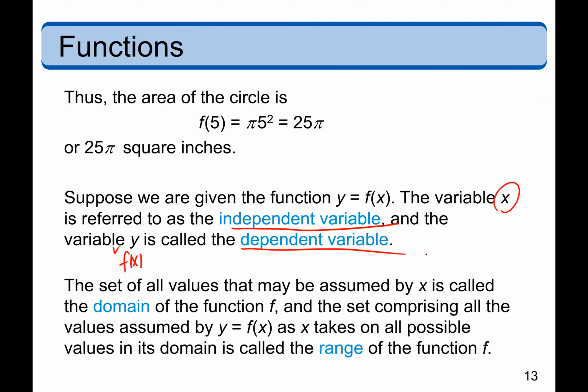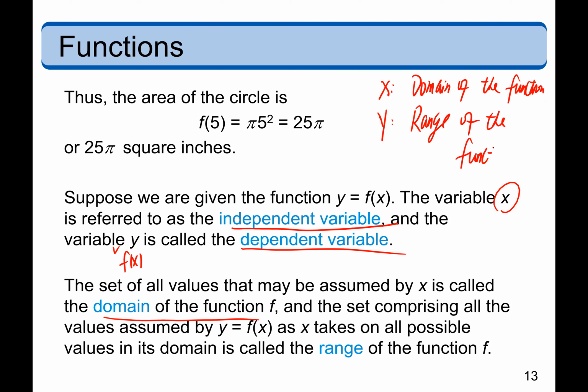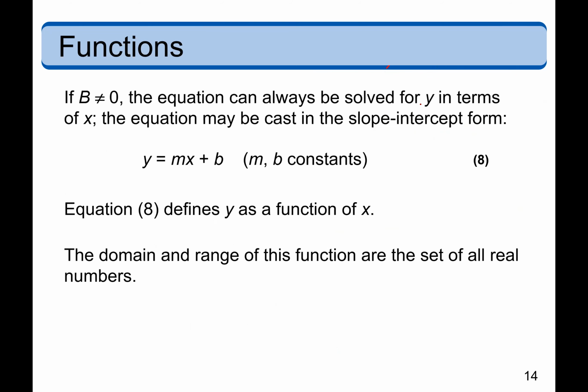And all the possible x values are called the domain of the function f of x. So x represents all the possible x values, which is the domain of the function. And for y, all possible y values are the range of the function. So x is associated with the domain, y is associated with the range. And typically they are expressed in interval notation. So that's just some background information on functions.